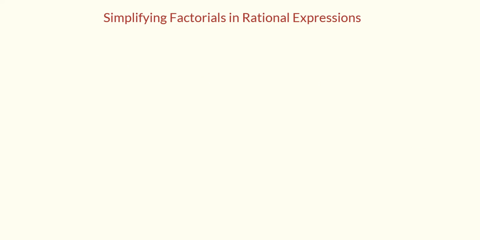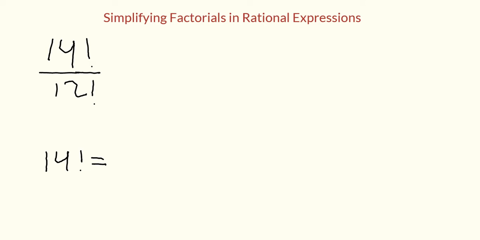When dealing with larger factorials, it may be more convenient to write the product of the integers 1 through that number in a different way. For example, if we looked at 14 factorial over 12 factorial, a lot of terms are going to cancel out, but do we necessarily want to write them all out? That's the question. So, taking a look at this, I could write out 14 factorial as a product of 14 times 13 times 12 times 11 times ... all the way to 3 times 2 times 1.